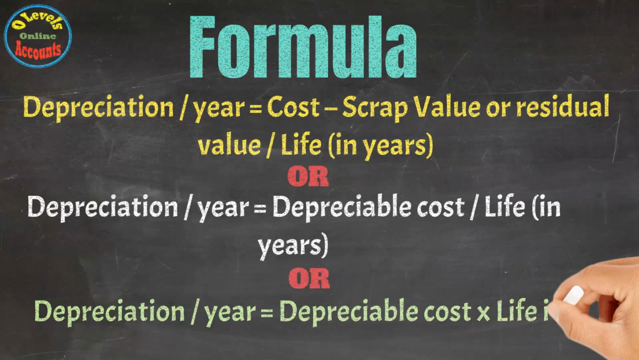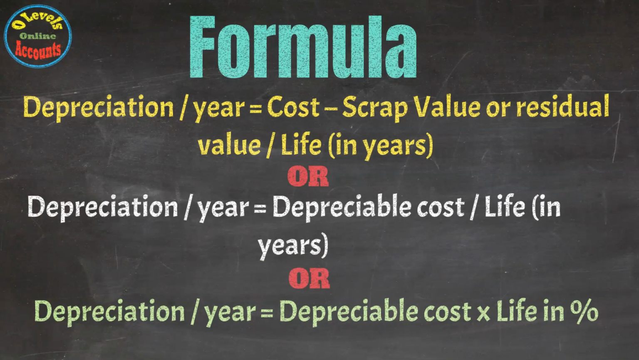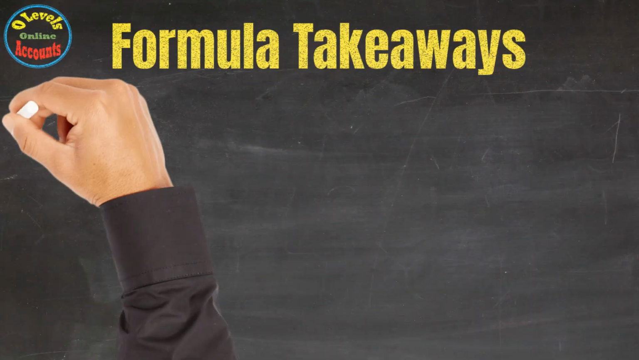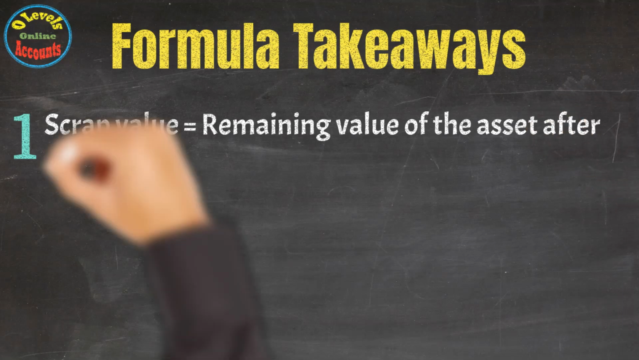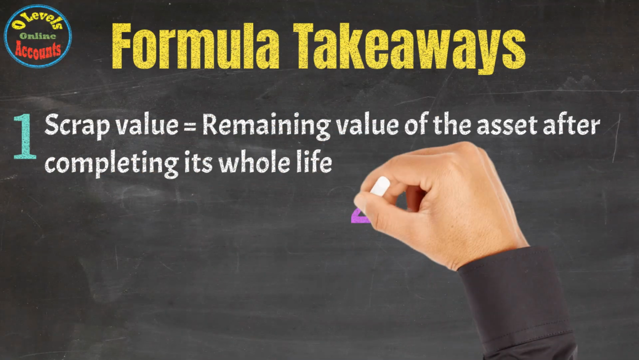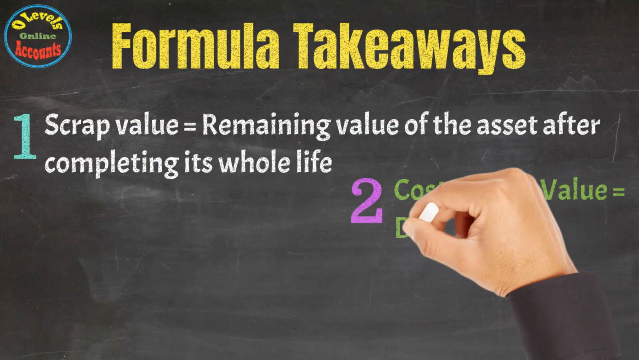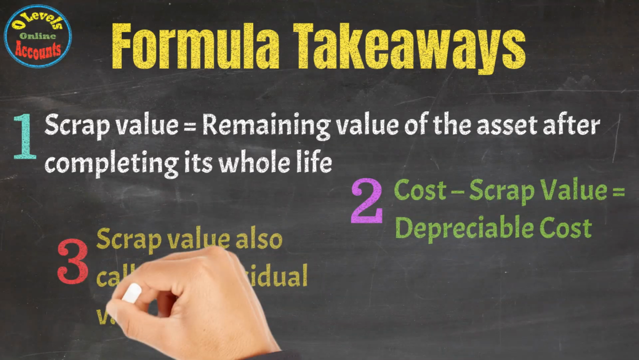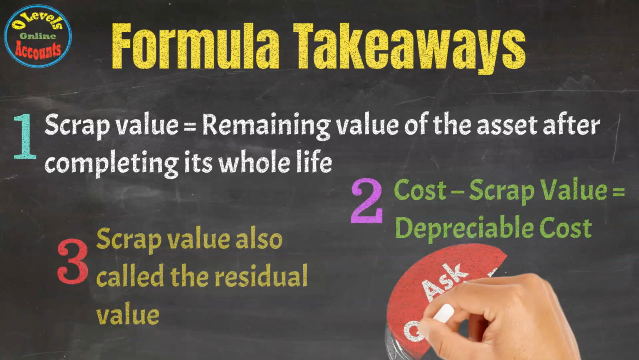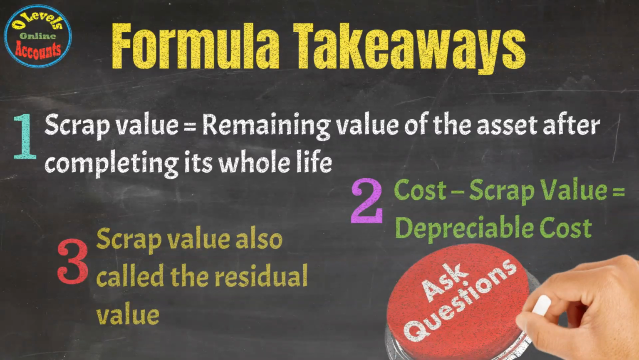Let's look at some important points according to examination point of view. The first one is scrap value. It is the remaining value of the asset after completing its whole life. Secondly, cost minus depreciation is called depreciable cost, and finally, scrap value, also called the residual value. Hopefully, you got a clear understanding of the straight line method.